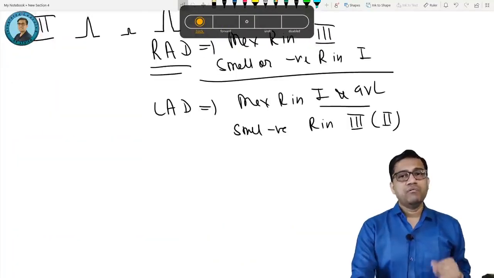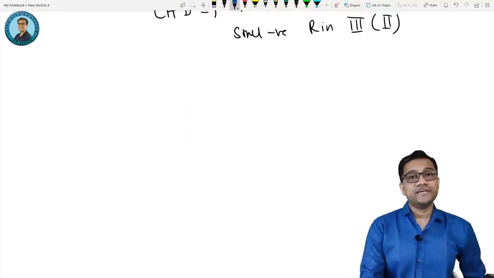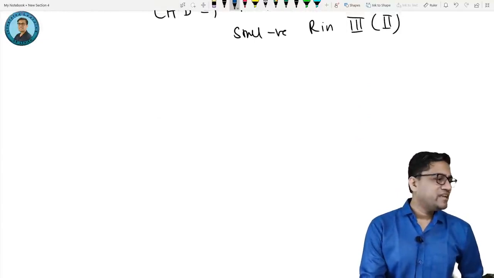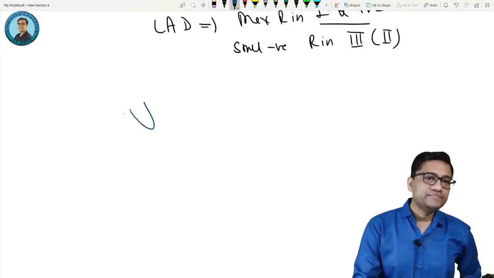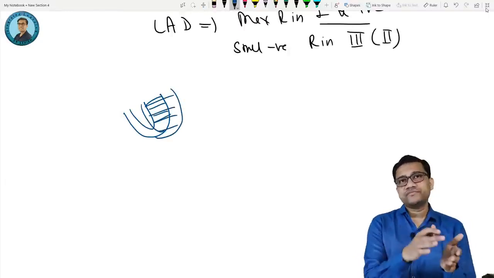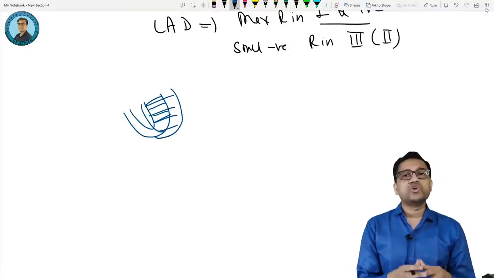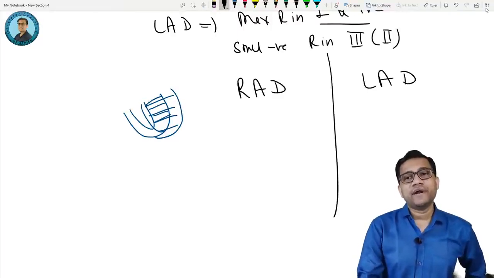Okay, now axis is clear. Now what are the causes of axis deviation? So remember a very easy rule. If a ventricle, let's say a normal ventricle, becomes thicker like this, will it not cause the shift? Yes. So that's why the most common reason is shift. So RADLAD, I'm writing the causes.